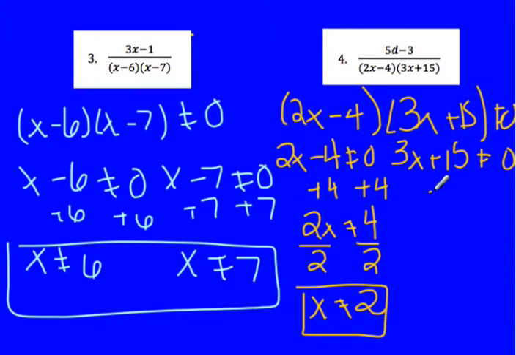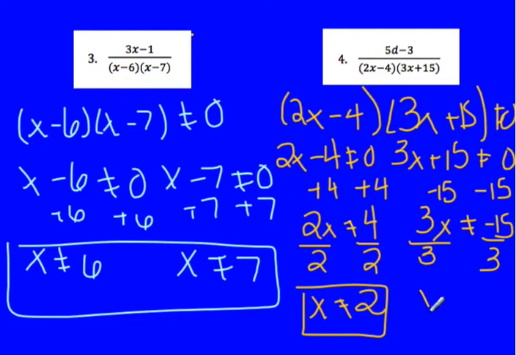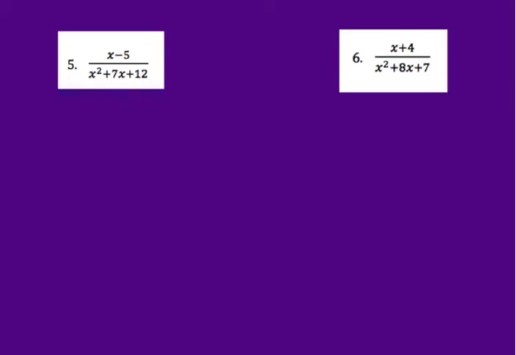Taking a look at this other one, we're going to go ahead and subtract 15 from both sides, and then we get 3x is not equal to negative 15. Divide both sides by 3, and then we get that x is not equal to negative 5. So that's my final answer for number 4, both of those. So let's take a look at number 5.